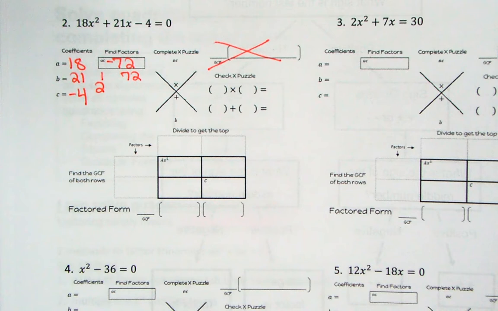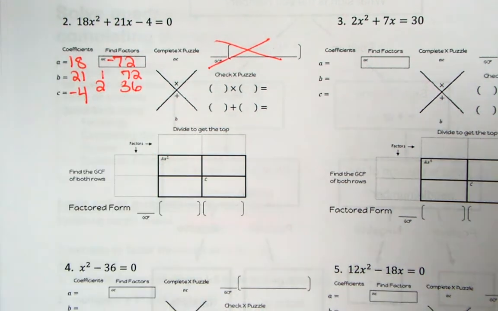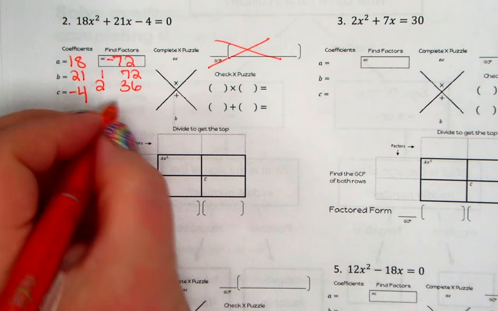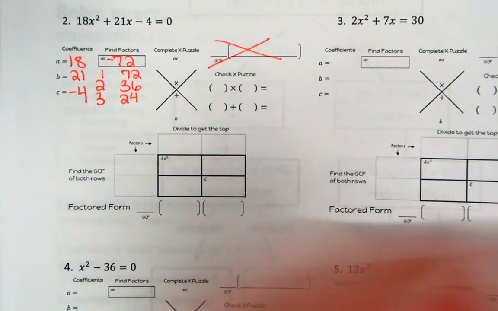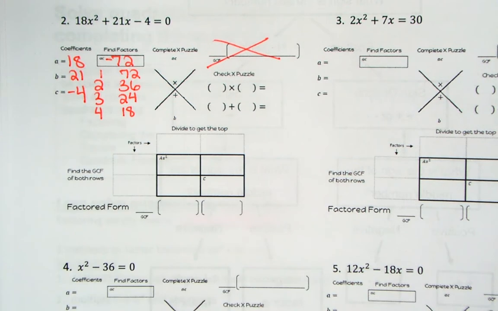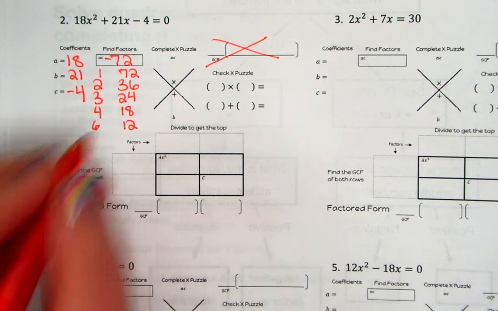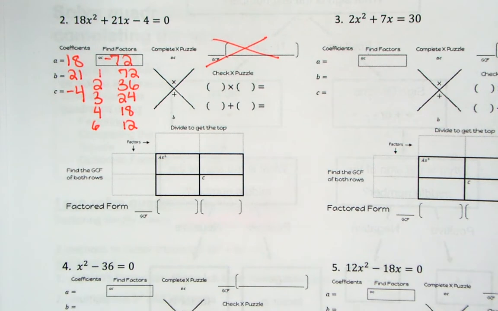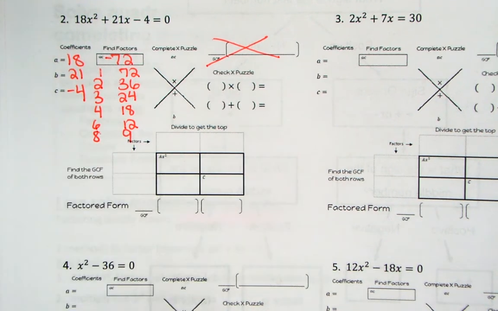72 can be divided by 2, and you get 2 and 36. 72 can be divided by 3, and you get 3 and 24. 72 can be divided by 4, and you get 4 and 18. 72 can't be divided by 5, but it can be divided by 6, 6 and 12. And just go down that line on your calculator. I really recommend you go in order. Don't be flipping around, because you're likely to forget one, and that one could be the one that you need in order to make it work. And the last one was 8 and 9.